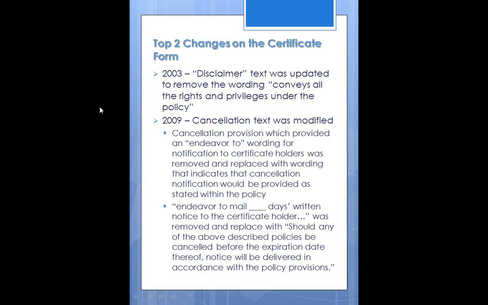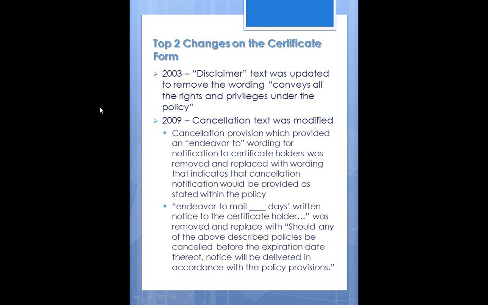Also in 2009, the cancellation provision that we all used to see that said that they would endeavor to mail notice of cancellation to whoever needed to have it within a certain number of days, that's been changed as well. And now the wording says that the cancellation notification would be provided as stated in the policy. In addition to not being able to use those old ACORD forms, those old certificate forms, it is also illegal and in violation of insurance laws in most states in the union, probably all by now. That's kind of come over a period of the last 2 or 3 years, and they're significant changes.